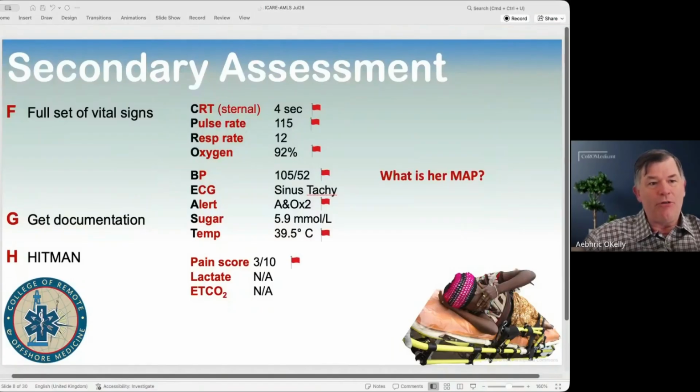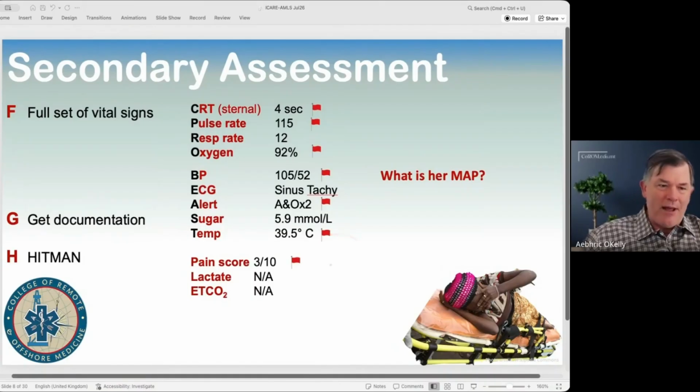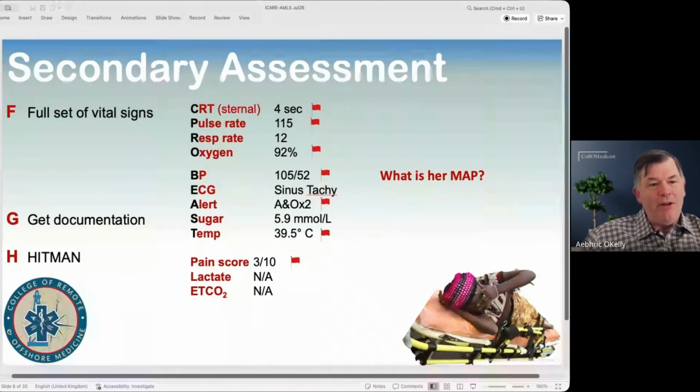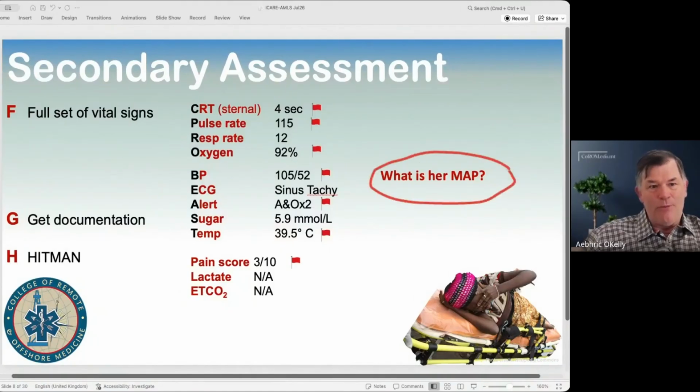So 3 on our C Pro, we have BP is a bit low. I'm not too happy about that. She's altered. That's a red flag. Temperature, that's a red flag. On her pain score, it's a red flag. Now, since this is medical, and those of you who've come to Malta and done our ICARE, you know what's coming next. So, what's her map?